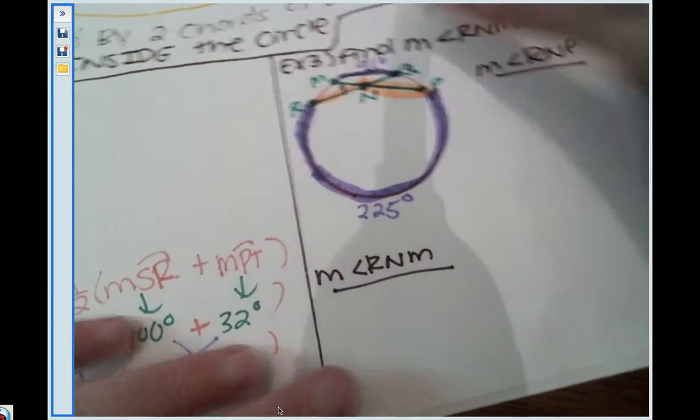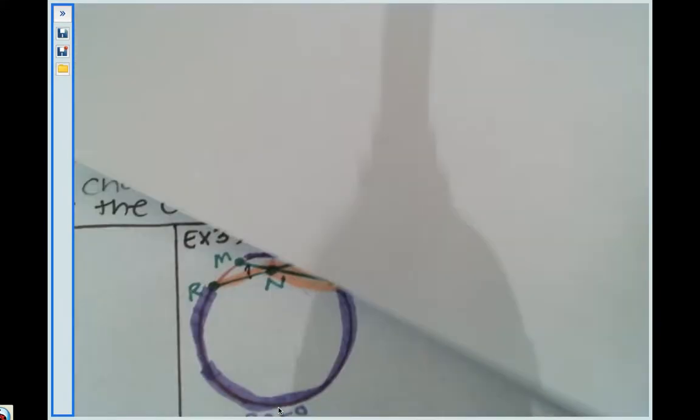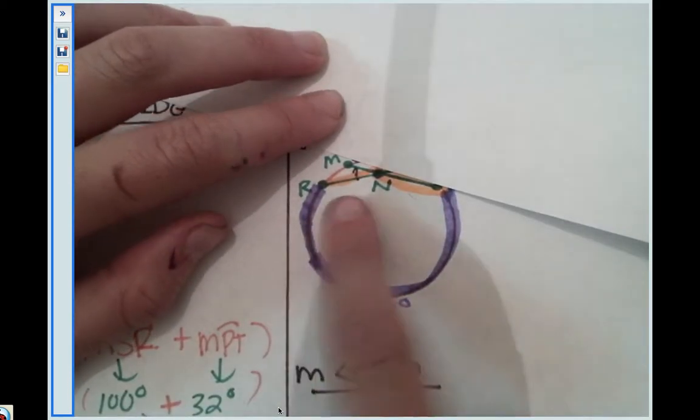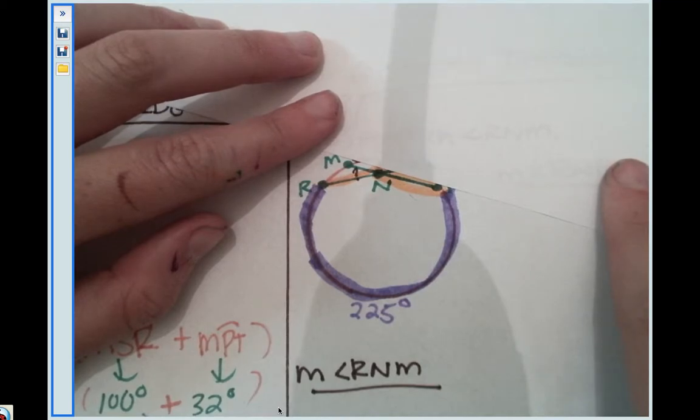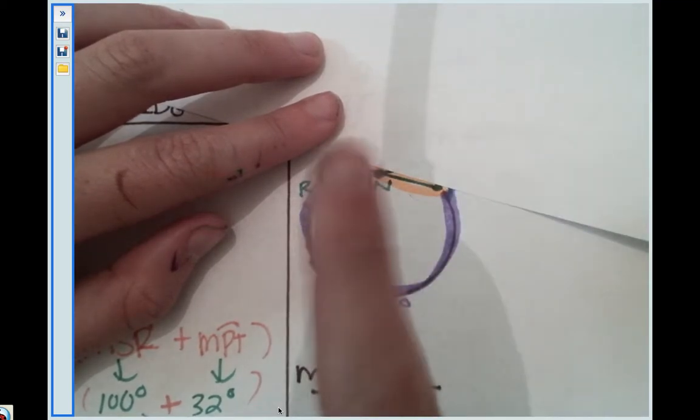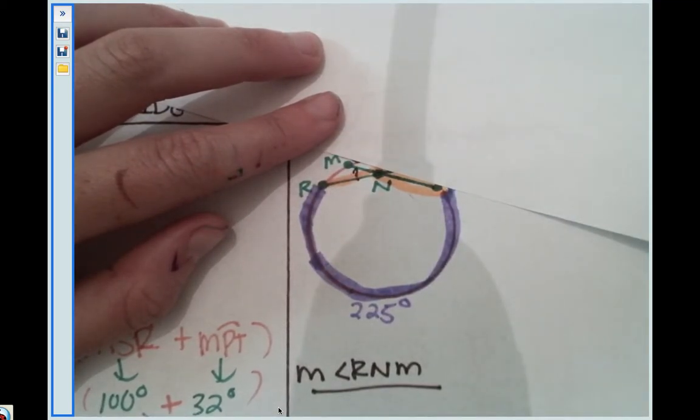Let's see if I can do it this way. What forms when you put together angle RNP and RNM? What are they both sitting on? They're both sitting on a line. And what do the angles in a line add up to equal? They do, in fact, have to be 180.